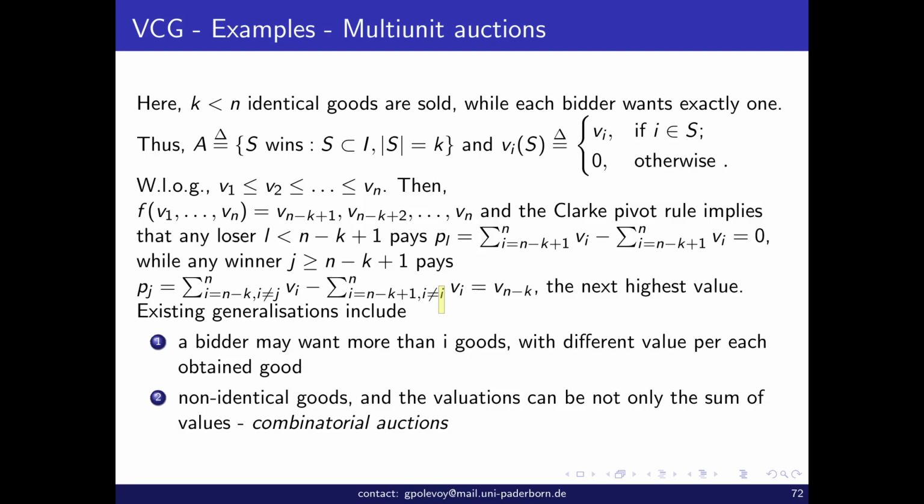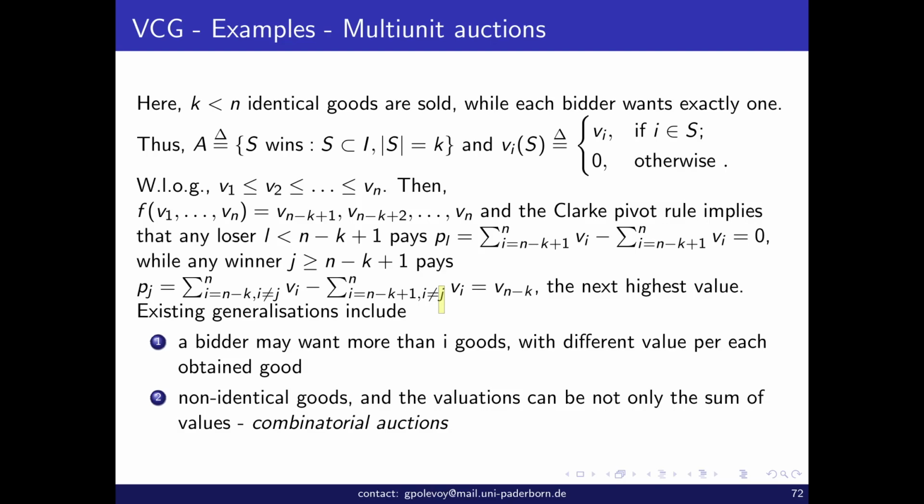I is not equal to j. So the winner basically pays the value of the next item the next player would have won if he had one more item. Each winner pays the next highest value. Now there are also other generalizations. We don't show them now, but other generalizations exist.